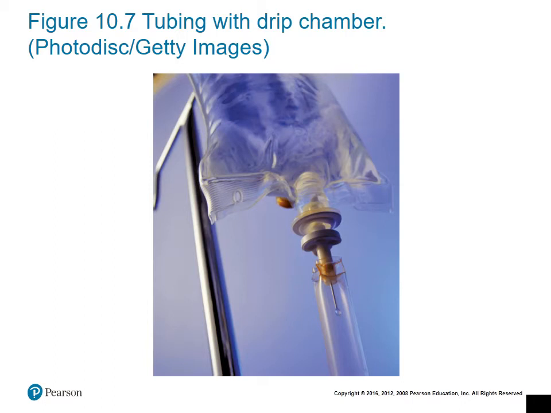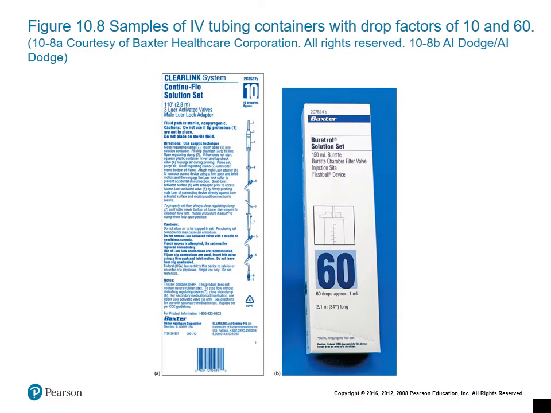Here's another example. You can see the drip chamber right toward the bottom of the image. Okay, here's an example of two different types of tubing. If you notice, they do have different drop factors. On the left one at the top, it says 10 drops per 1 milliliter, and the right image has 60 drops per milliliter. So you do want to pay attention to that, like I mentioned before, the drops per milliliter for the tubing that you're using.